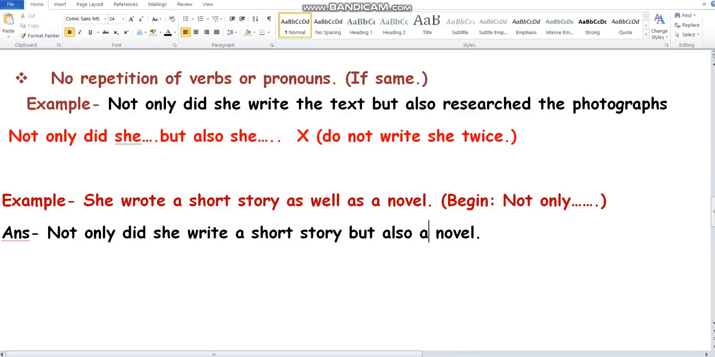Please do not forget to write this a. At times you do not write the article and your answer will be wrong in that case. If you write not only did she write a short story but also novel, it's wrong. But also a novel. Since the action write is common, do not repeat it. Okay? I'll just show you.